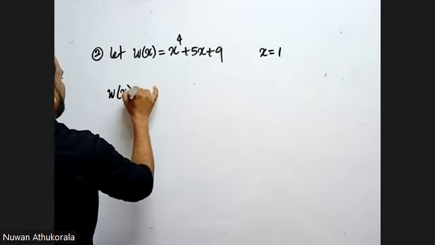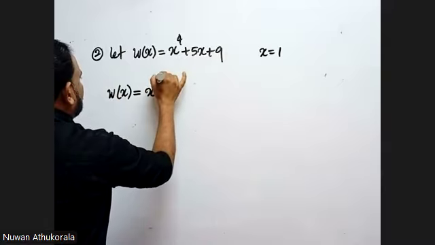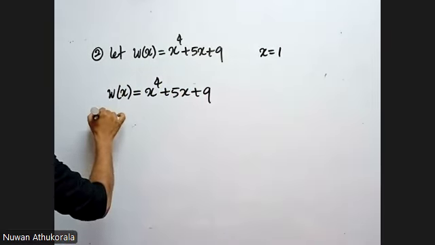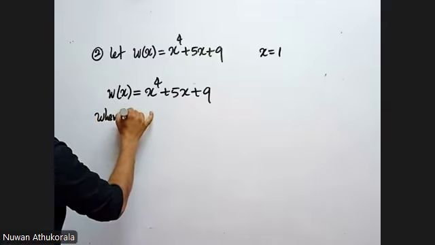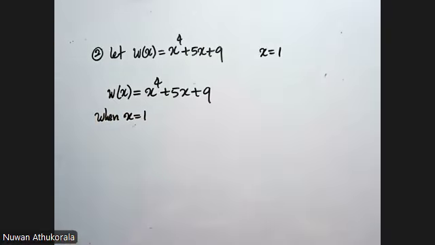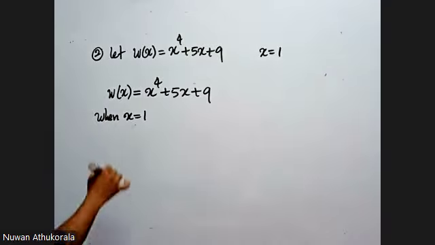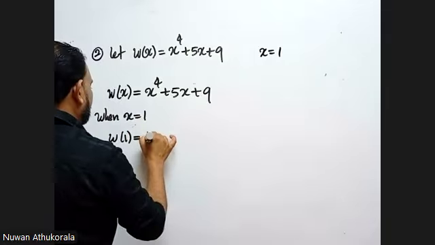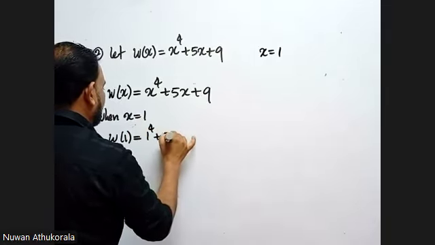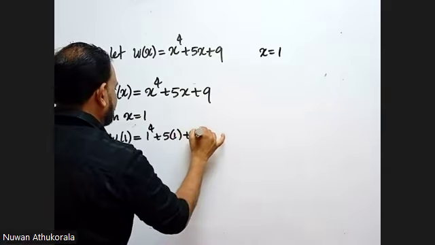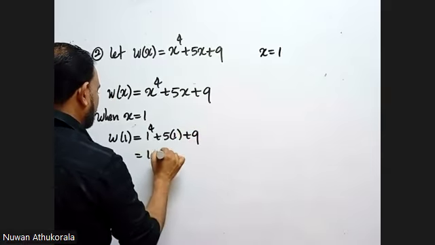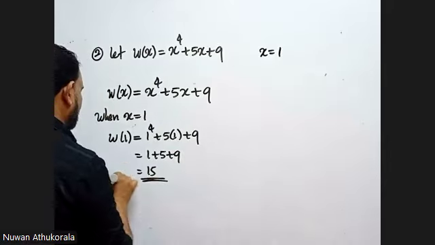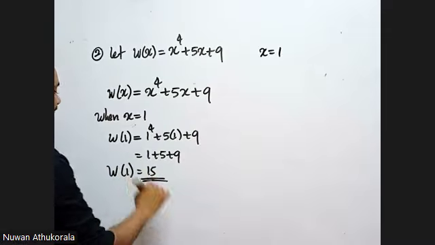Given function is wx equal x to the power 4 plus 5x plus 9. Substituting x equals 1, then wx becomes w1. x to the power 4 is 1 to the power 4, 5x is 5 into 1, plus 9. 1 plus 5 plus 9, answer is 15. Value of w1 is 15.